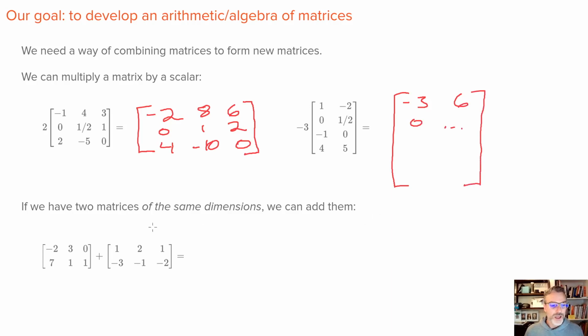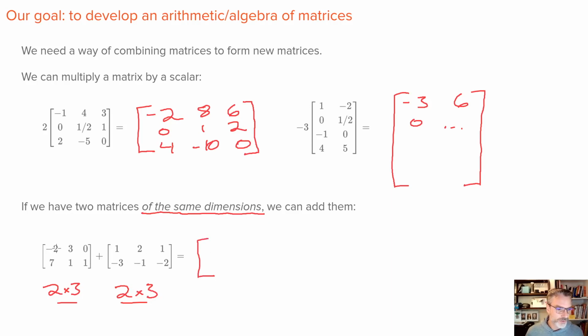Okay? We can also add matrices, but this is where that R times C business comes in. We have to make sure they're of the same dimension. So ask yourself, what is the dimension of this matrix? Well, there's 2 rows and 3 columns. What's the dimensions of this matrix? Again, 2 rows and 3 columns. Okay? So once these match, we can add together the matrices.